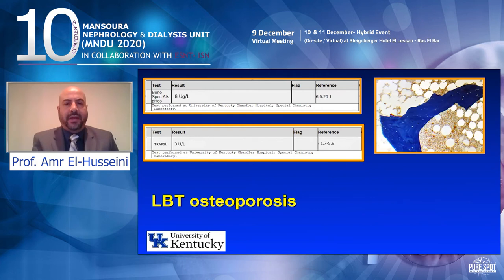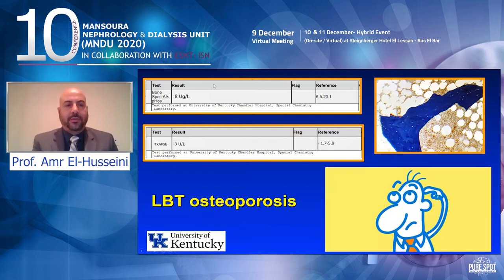To precisely manage and diagnose this patient, we did bone-specific alkaline phosphatase, which is a biomarker of bone formation, and it was on the lower side. And we did TRAP5b, which is a biomarker of bone resorption, and it was also on the lower side, so this patient probably has low turnover bone disease.